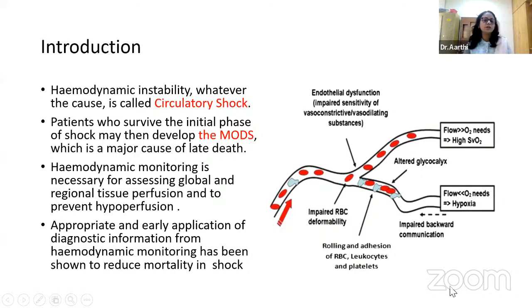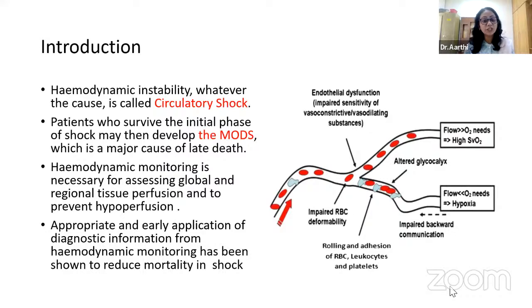My topic today is invasive hemodynamic monitoring, with emphasis on arterial lines, in the sense of arterial blood pressure monitoring, central venous pressure monitoring, and pulmonary artery catheter monitoring. Why do we bother about invasive hemodynamic monitoring? At the outset, we need to understand that hemodynamic instability, whatever the cause may be, is called circulatory shock. This circulatory shock leads to many complications.